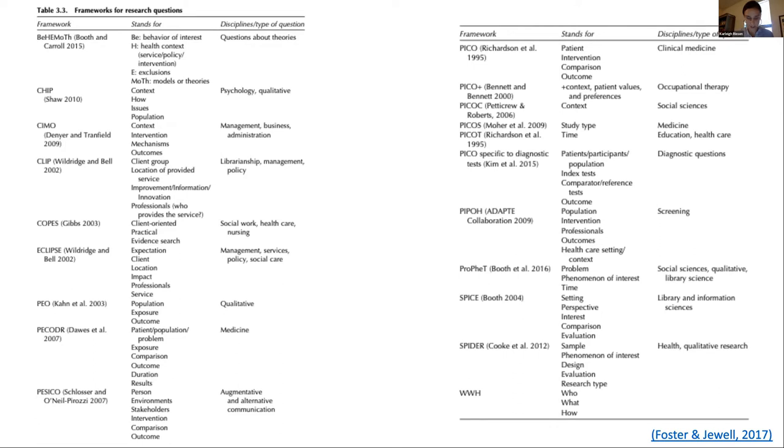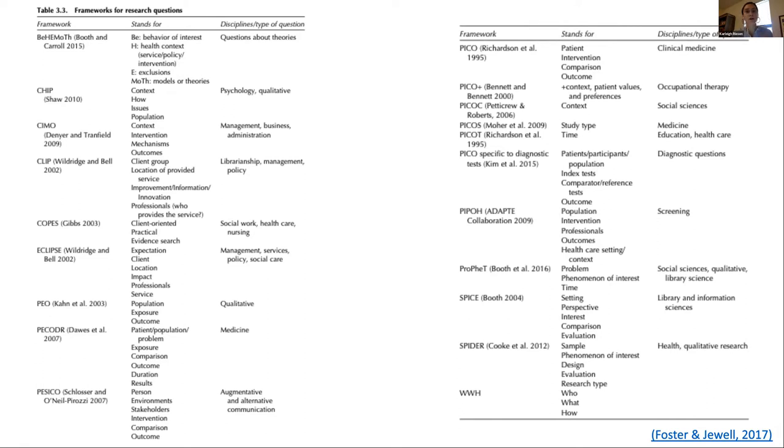And this image here is from a book called Assembling the Pieces of a Systematic Review, A Guide for Librarians. And there's two authors, Margaret Foster and Sarah Jewell. They published this book, and this page is a really fantastic example of how many different frameworks there are for constructing your questions. And you can see that they have the framework, what it stands for, as well as discipline or type of questions that these frameworks might work well with. And then there's an in-text citation next to the framework.